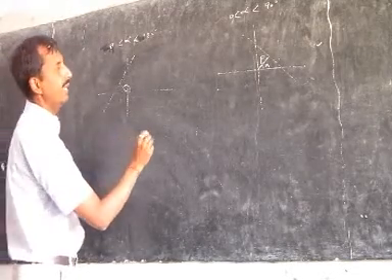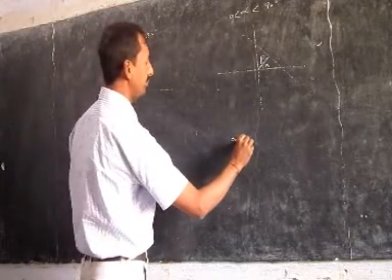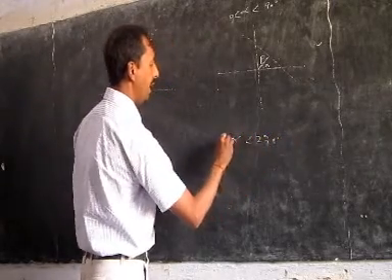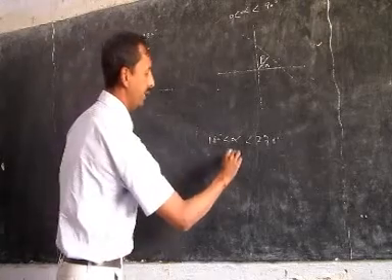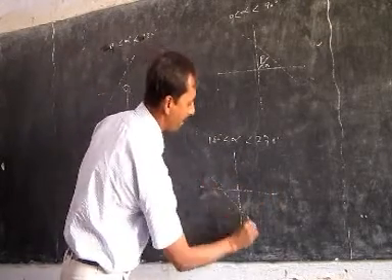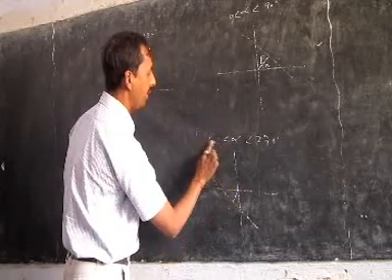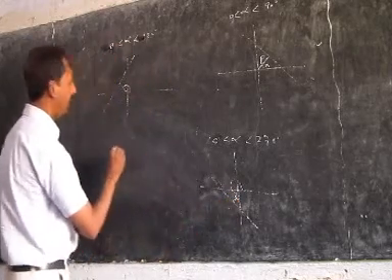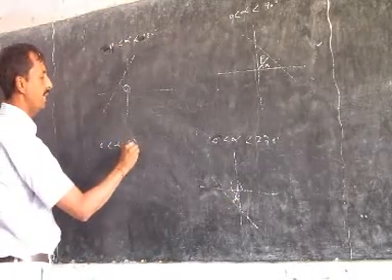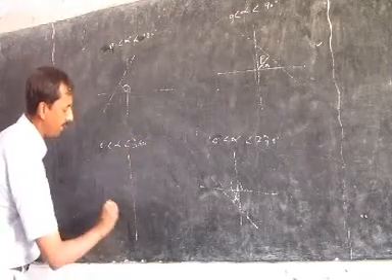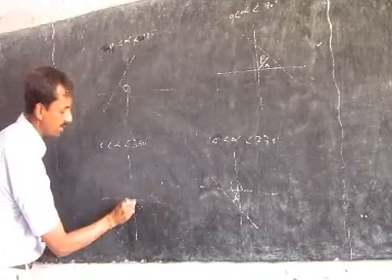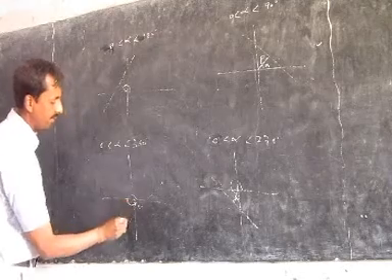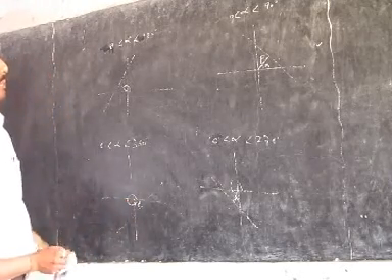Again, if alpha is greater than 180 degrees and less than 270 degrees, then the graph will be like this. Again, if alpha is greater than 270 degrees and less than 360 degrees, then the graph will be like this. So this is P and the angle will be measured like this from here. So different situations may arise.